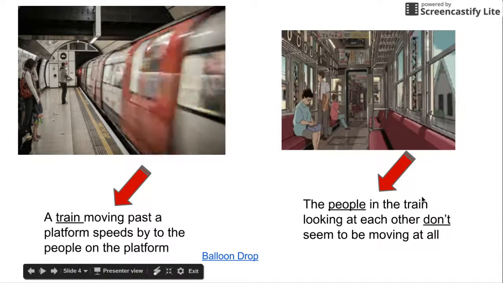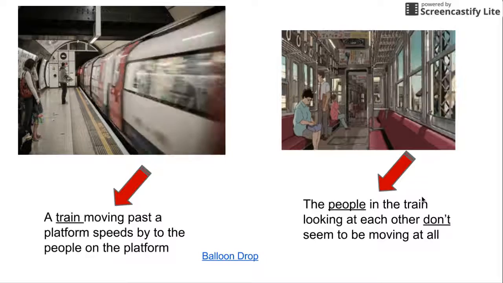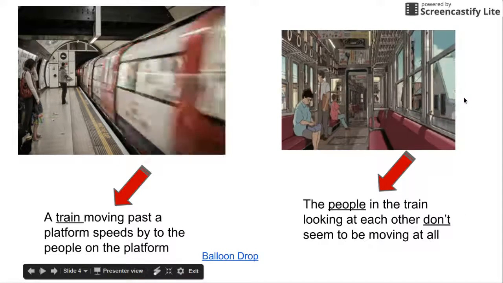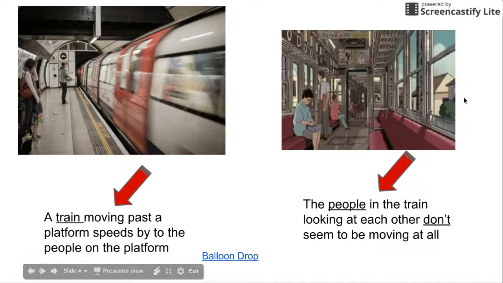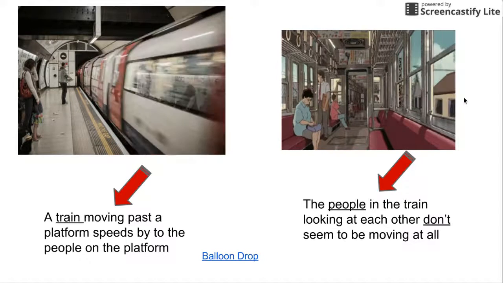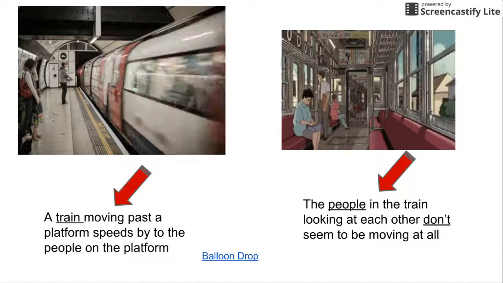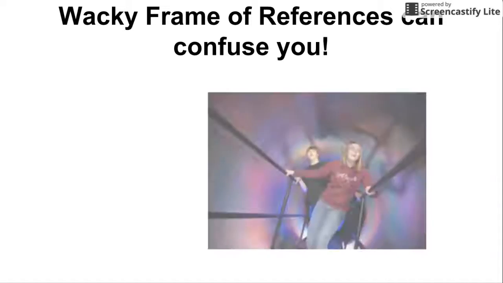Now, if the people look outside of the train and they see the houses and the street lights and so on, and they use that as their frame of reference, as their set of objects to compare their motion, then they're definitely going to say, I am moving with this train. Now, wacky frames of reference can completely confuse you.